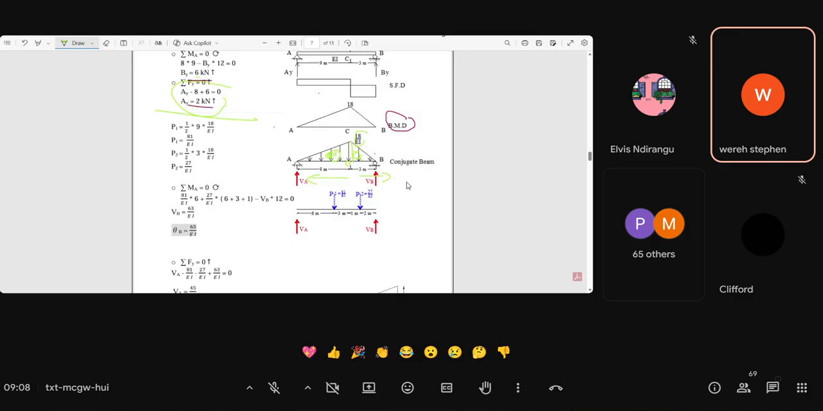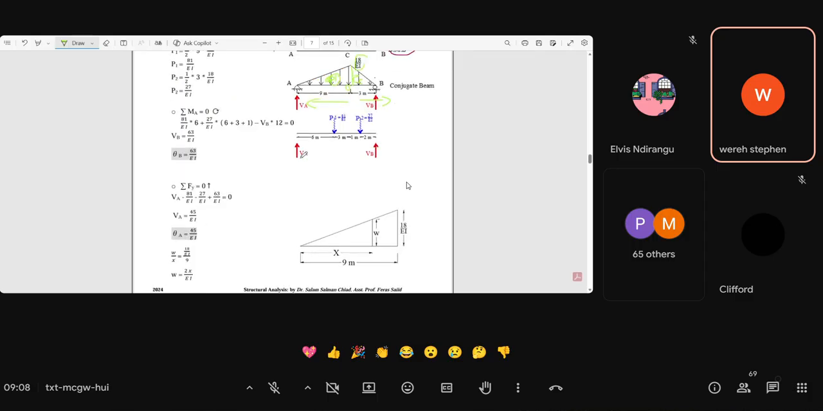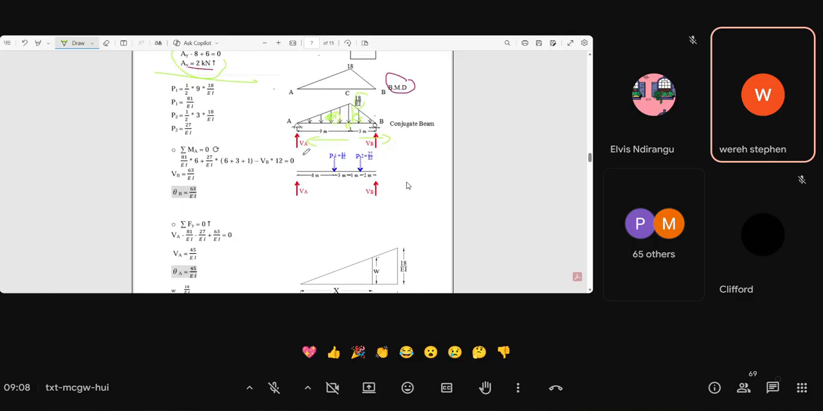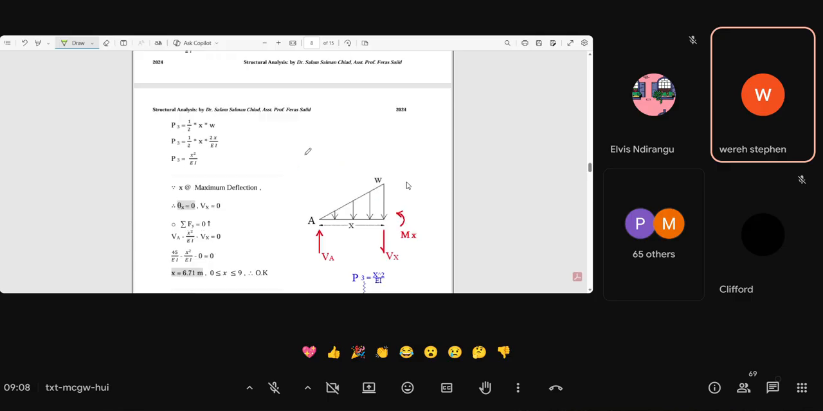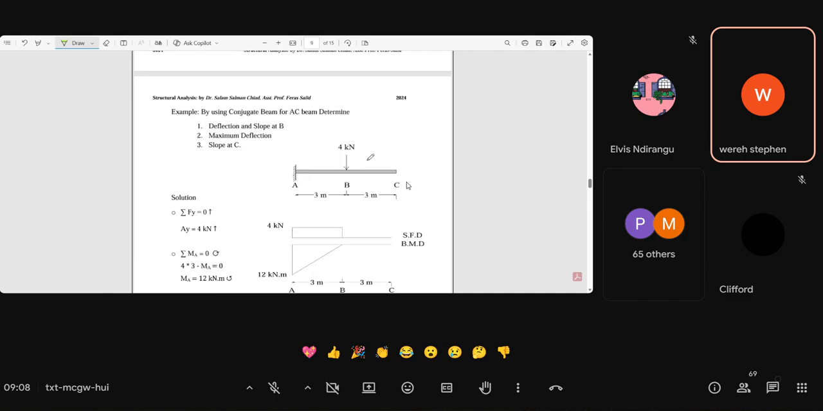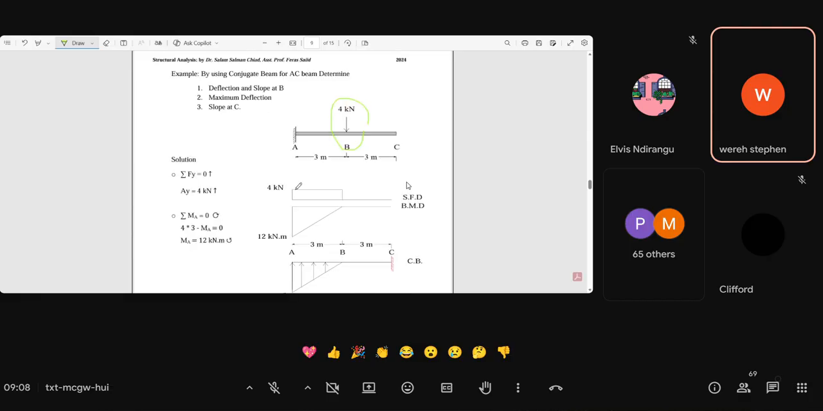So the conjugate beam method is not a hard thing once you know how to draw the bending moment diagram. It will not be hard, because in this case we are just dealing with very simple beams. So you can follow the same thing like this one. This one is a cantilever with the 4. So you expect RA to be 4. Don't even calculate the reaction at A.